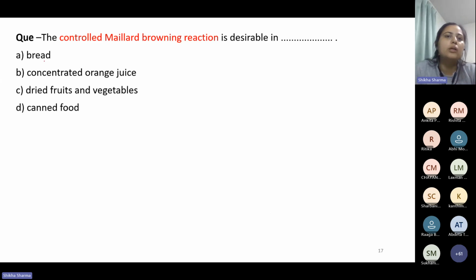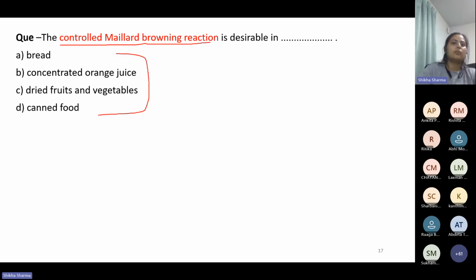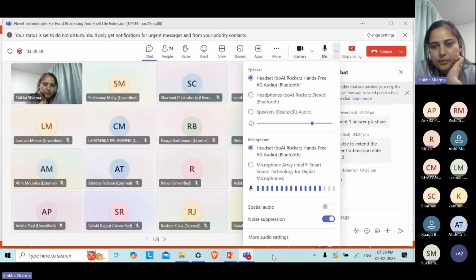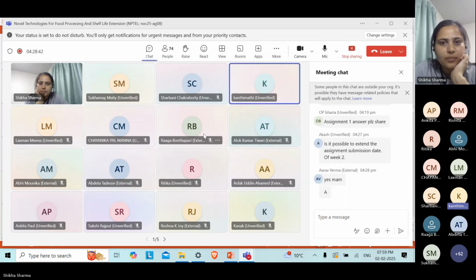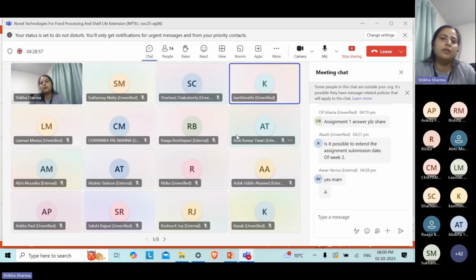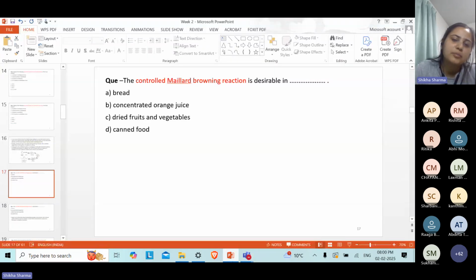So next, when we do the controlled Maillard browning reaction, which kind of product do we get, the desirable product? I think this one is easier. Ma'am, bread. Okay, so we have one person who said bread. Anyone else? I'm showing the slide again.